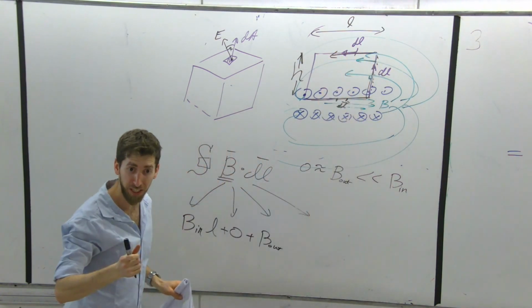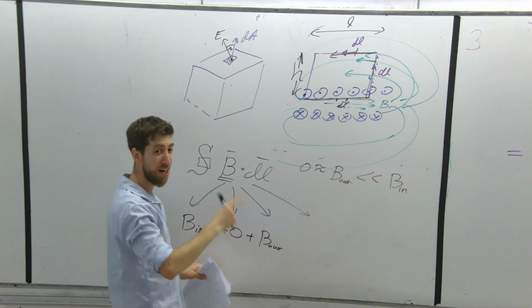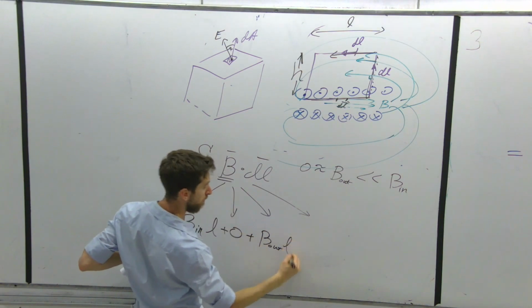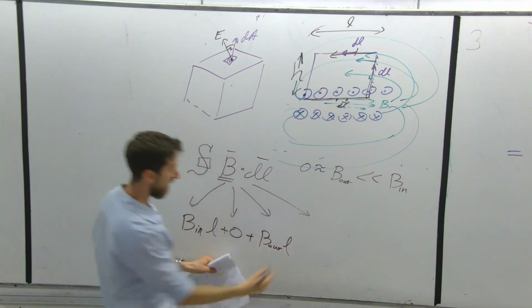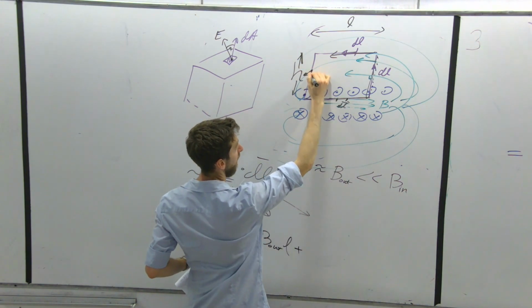The angle between them is what? Is 0, which means the cosine of the dot product is 1. So it's actually multiplied by L, right? And then we have this magnetic field here, and this dL.